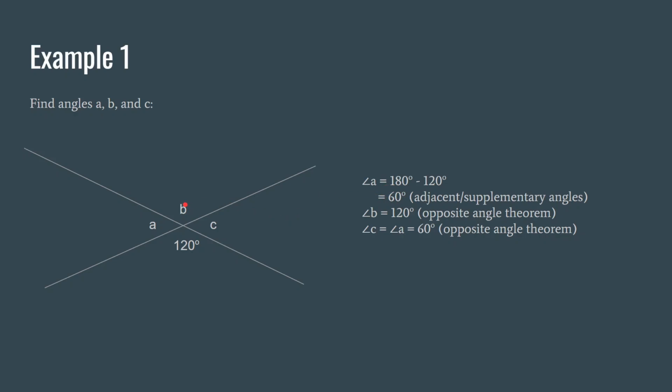Angle B is equal to the opposite angle, which is 120 degrees, by the opposite angle theorem you just learned about. Angle C is equal to the opposite angle, which is angle A, which is 60 degrees.